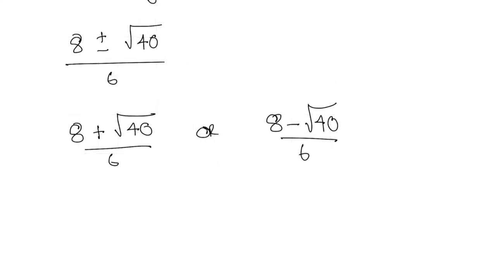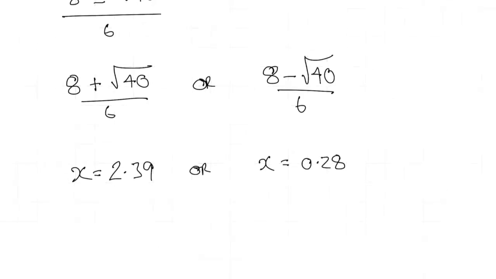Plug the two calculations into your calculator and you'll get a value of x in the first instance to be 2.39, or in the second instance x takes a value of -0.28. So your answer in this case, x equals, just do it in order, -0.28 or 2.39.